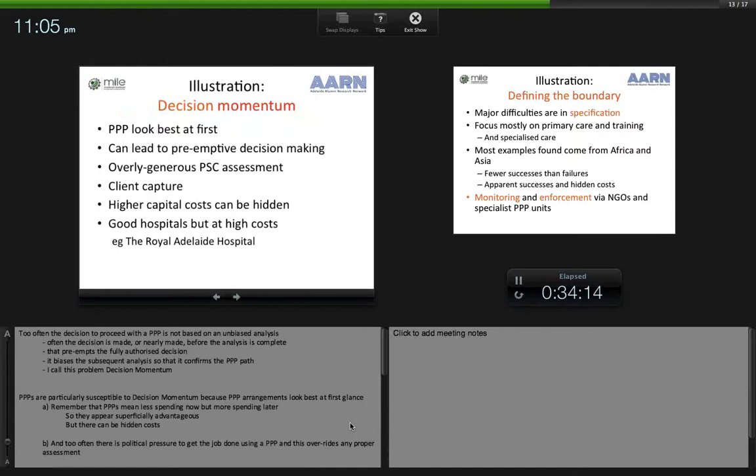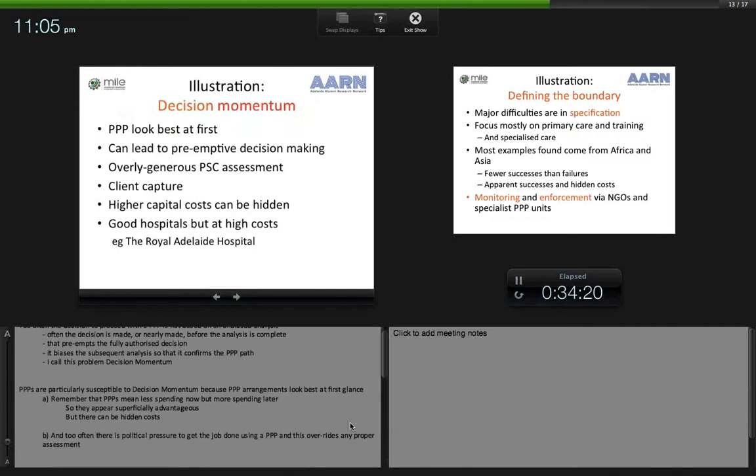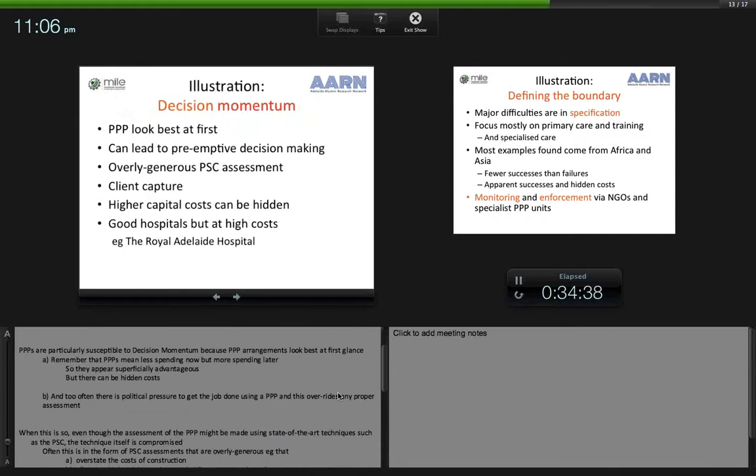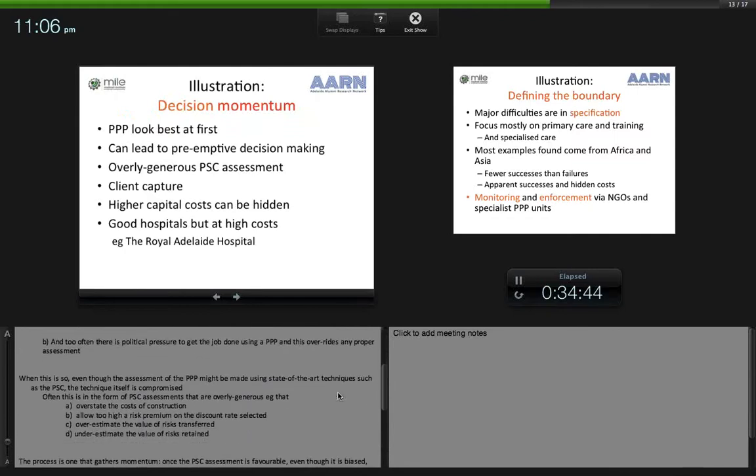PPPs are particularly susceptible to decision momentum because these arrangements look best at first glance. Remember, the PPPs mean less spending now, but more spending later. So they appear superficially advantageous, but there can be hidden costs. And too often there is political pressure to get the job done using a PPP, and this overrides any proper assessment. When this is so, even though the assessment of the proposal might be made using state-of-the-art techniques, such as the PSC, the technique itself is compromised.